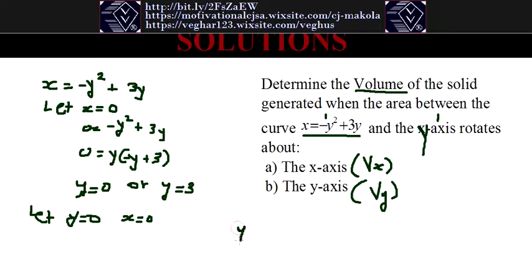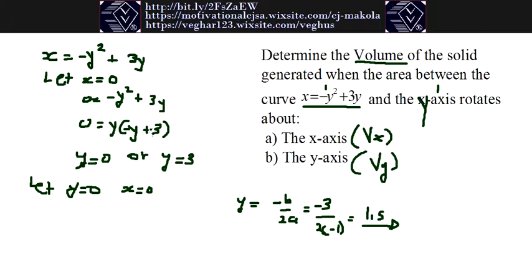We'll have y equals to, and then what is the value of b? B is 3, so it will be negative 3. And then a is negative 1. So we have a turning point of 1.5 in the y-axis. And then when you solve for x, you take 1.5 and substitute it here.